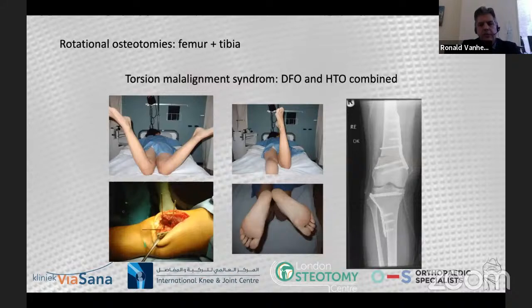Torsion malalignment, you can do double level rotations at the same surgery, or you can do it step by step, do the femur first and then do the tibia at second stage. It's just a choice. In an experienced team, this does not take more than 60 to 90 minutes to perform safe surgeries on the femur and the tibia. This is medial plate fixation. You can also do a lateral plate fixator as I showed in the previous video.